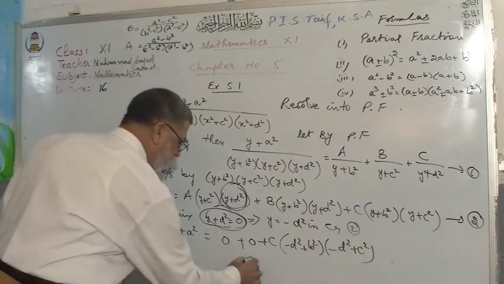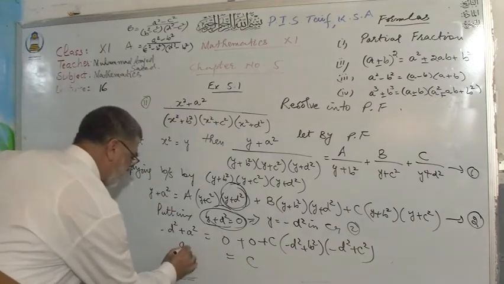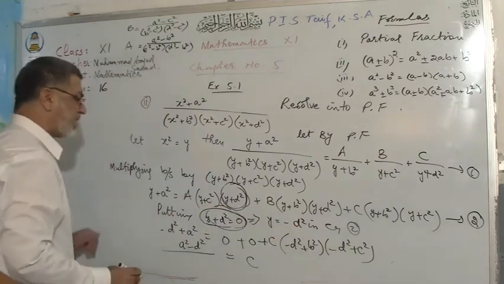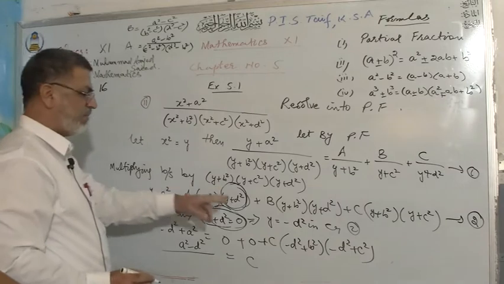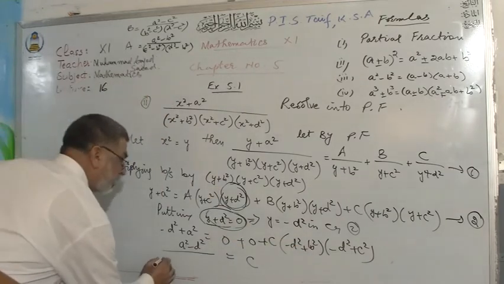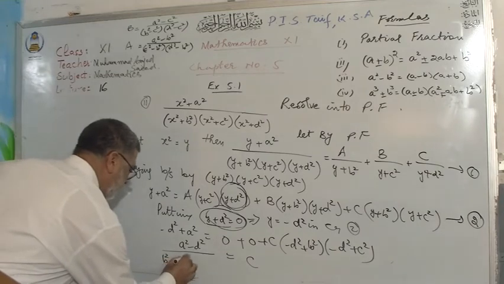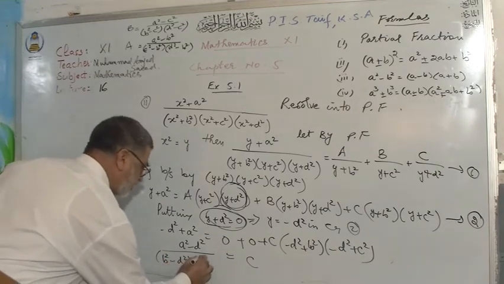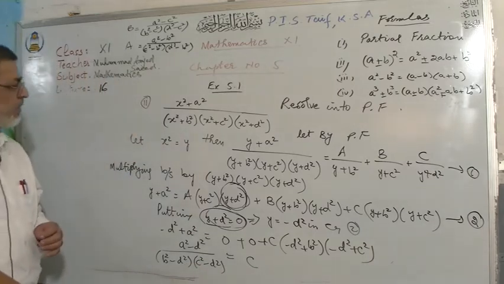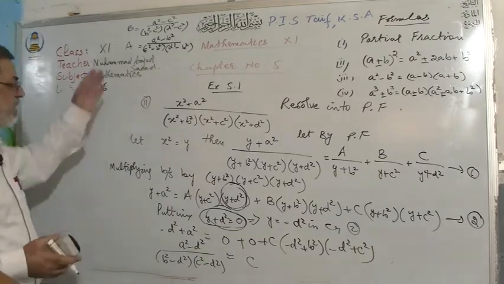Now dear students, we will have a square minus b square. You can bring these terms to the left hand side. Remember, positive term will be written first and negative in the second position. B square minus d square into c square minus d square. Now we have found all the constants A, B, C values.